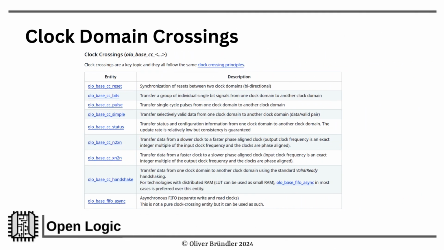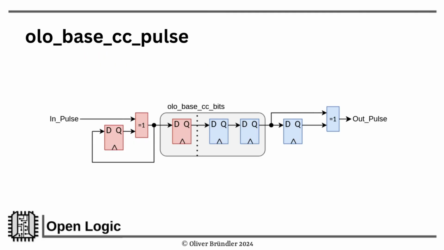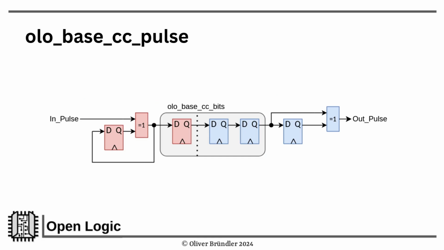Next we look into the olo_base_cc_pulse, which does transfer pulses from one clock domain to the other. Again, the architecture is very simple. Pulses are converted into a signal that toggles once for every pulse, which is then clock crossed using olo_base_cc_bits and converted back into pulses on the destination clock domain.